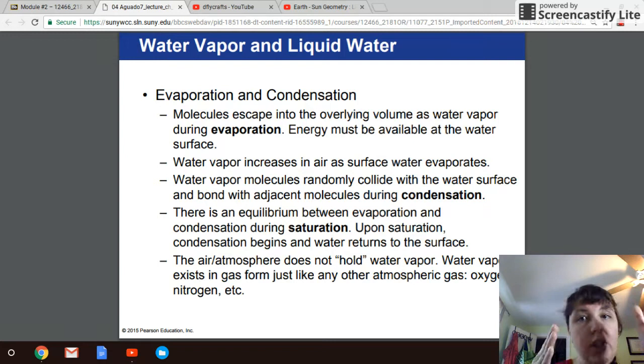So the warmer the air temperature, the more water I can put in that air before it meets its saturation limits.